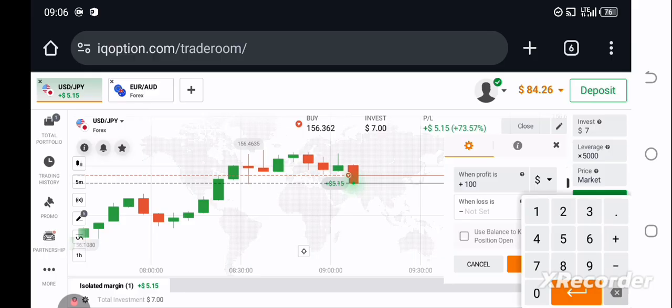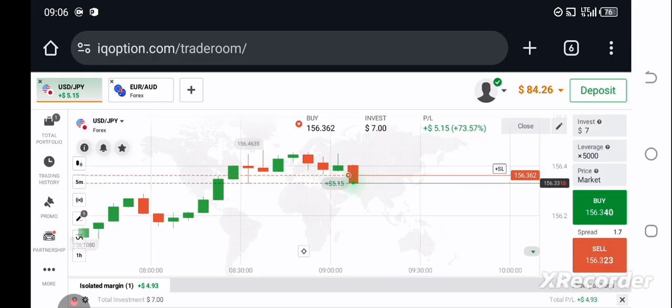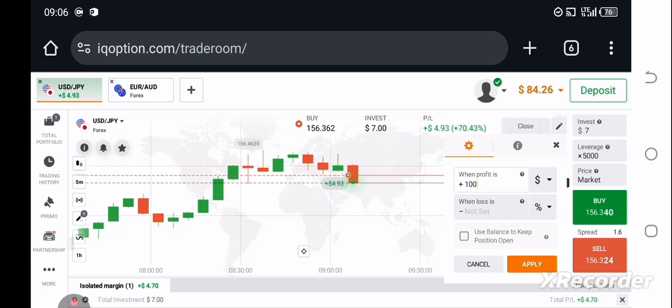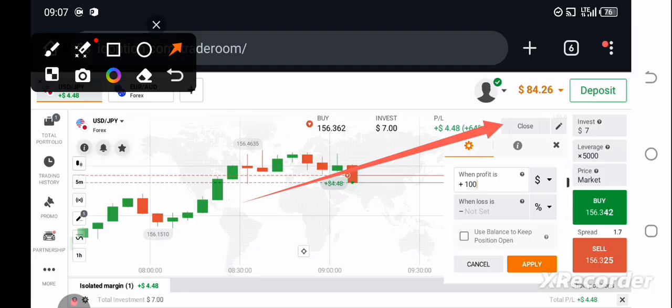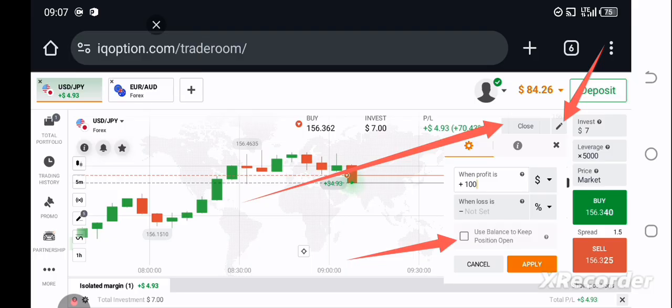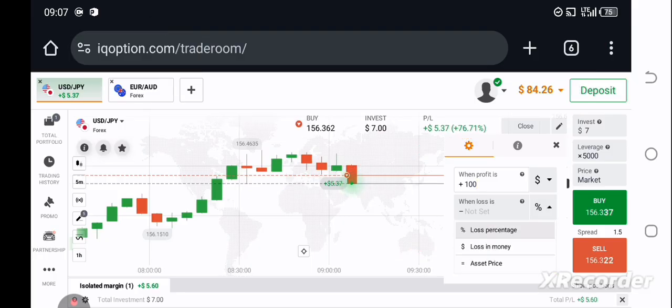Then you can set your stop loss by clicking this edit button. You can see there are two buttons here. See, I'm already up with $5. You can see the close button if you want to close the trade. This other button is to edit once you open it. Use your balance to keep position open, make sure it is blank. So if you click by percentage, you can set your stop loss by percentage or in money or asset price.